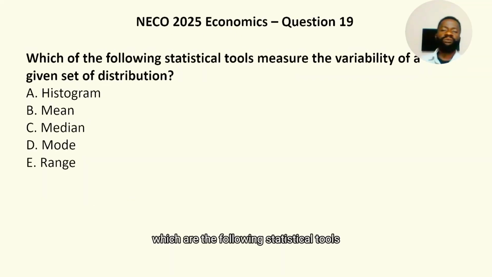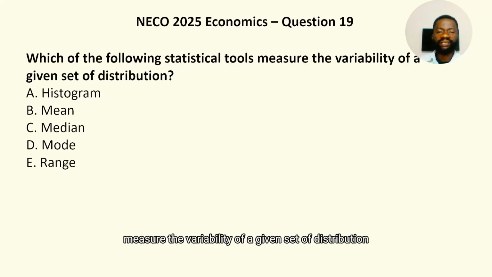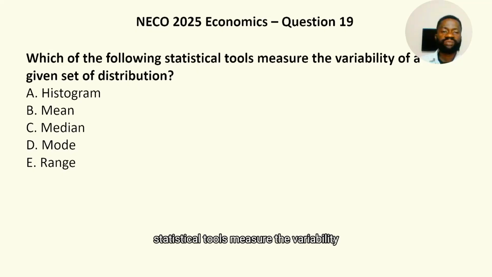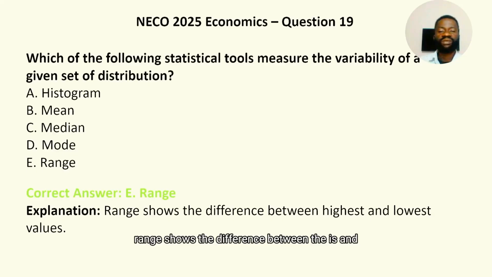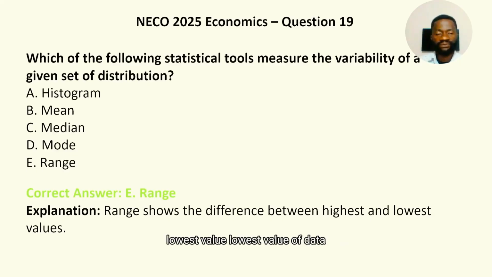Which of the following statistical tools measure the variability of a given set of distribution? A. Histogram. B. Mean. C. Median. D. Mode. And E. Range. The correct answer to this question is option E. Range. Range shows the difference between the highest and lowest value of data.